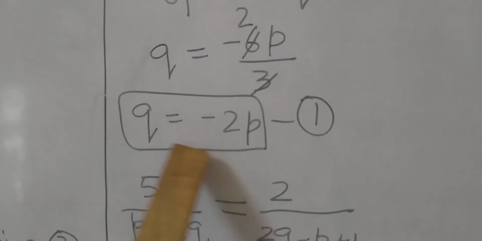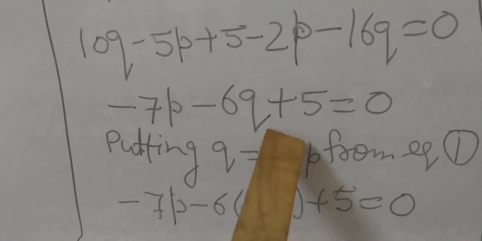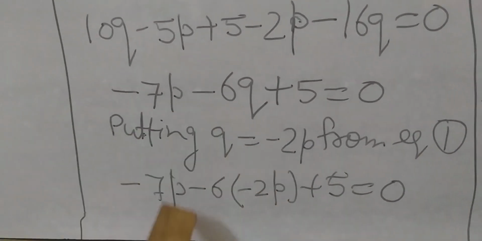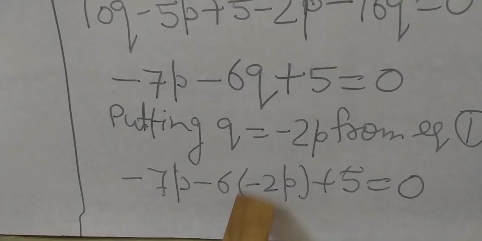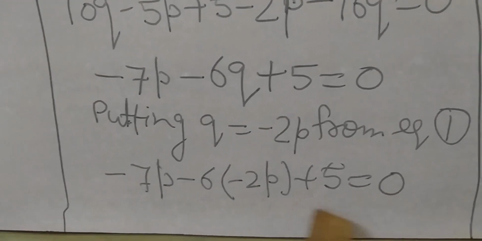Now students, from equation 1 we can put the value of q. q equals to minus 2p. So students, here at the place of q we can put minus 2p. Minus 7p minus 6 as it is. At the place of q we can write minus 2p plus 5 equal to 0.